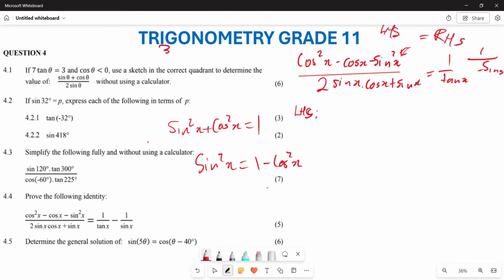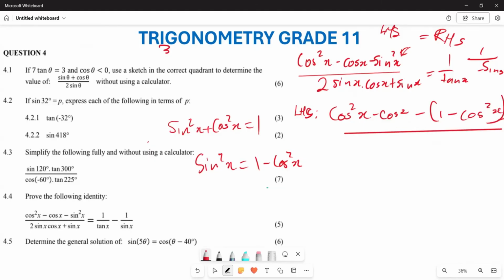This is going to be the same as your cos squared x subtract cos x, and then from here, subtract, this is going to be 1 subtract cos squared x, divided by what you are going to have here.